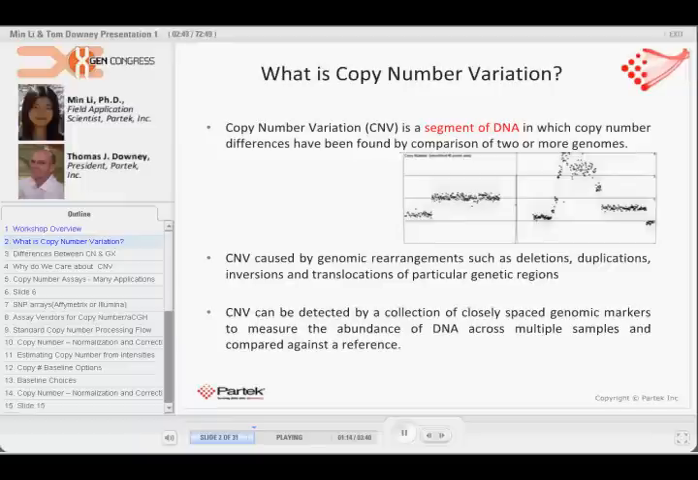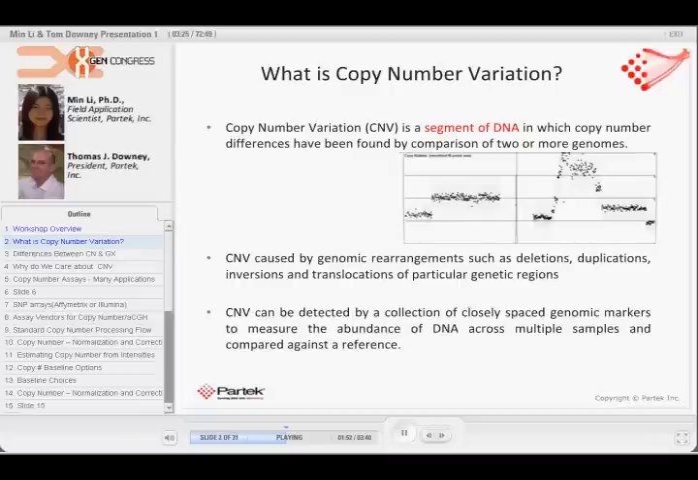And how do we detect the copy number? Copy number can be detected by a collection of closely spaced genomic markers. That means along the genome, you will have the genomic markers along the chromosome. Here's one, here's one, here's one, here's one. A lot of density. For example, in Affymetrix SNP6, you may have 900,000 SNP copy number variation markers, and another 900,000 SNP markers. That is very high density.